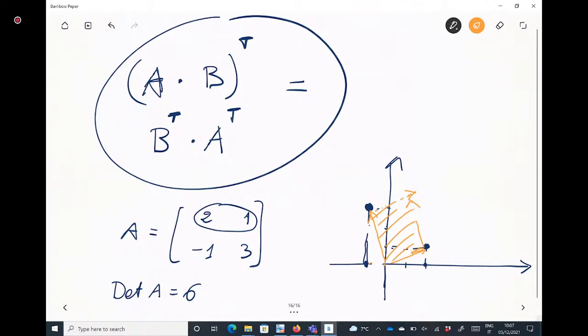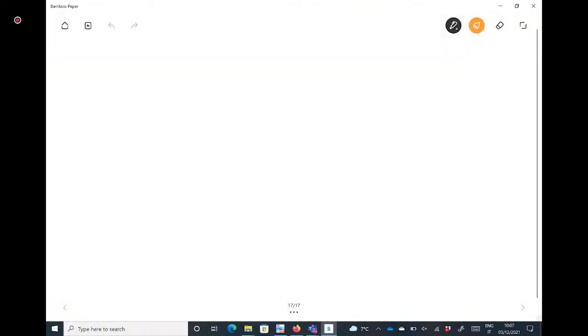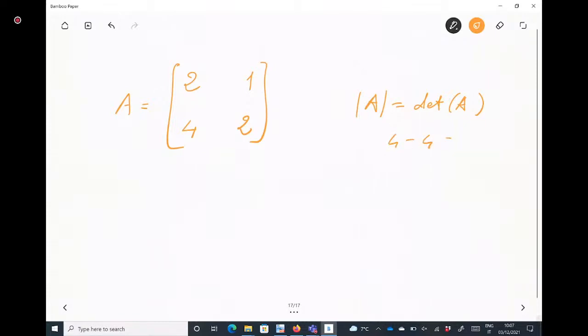geometric vectors, but if you have these two vectors, consider this matrix, 2, 1, 4, 2. What is the determinant, which is denoted like this, okay? A like this, or determinant of A. This is equal to 4 minus 4 equal to 0. The reason why the determinant is 0 is that the two rows are proportional to each other. The second row is twice the first row.